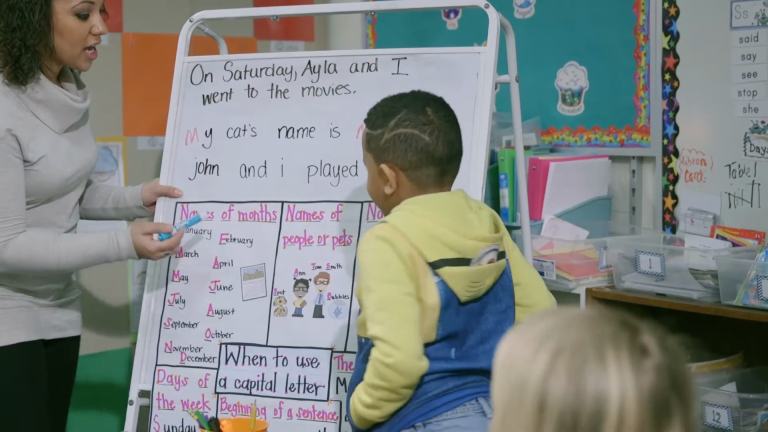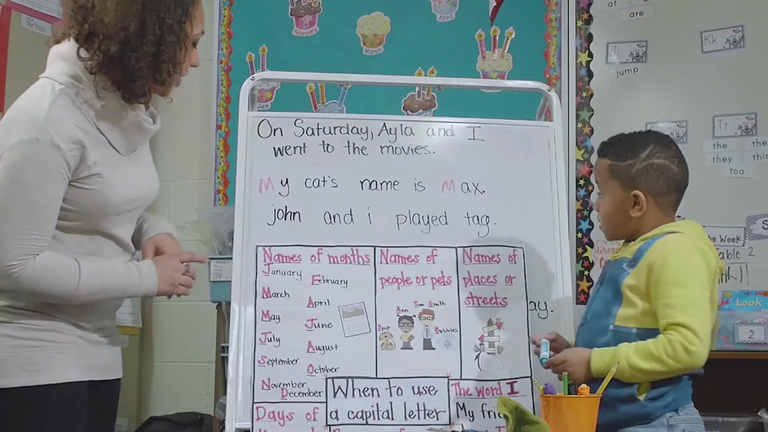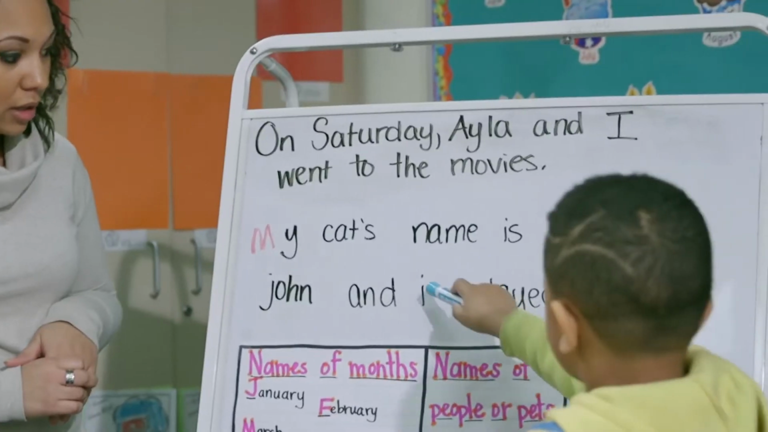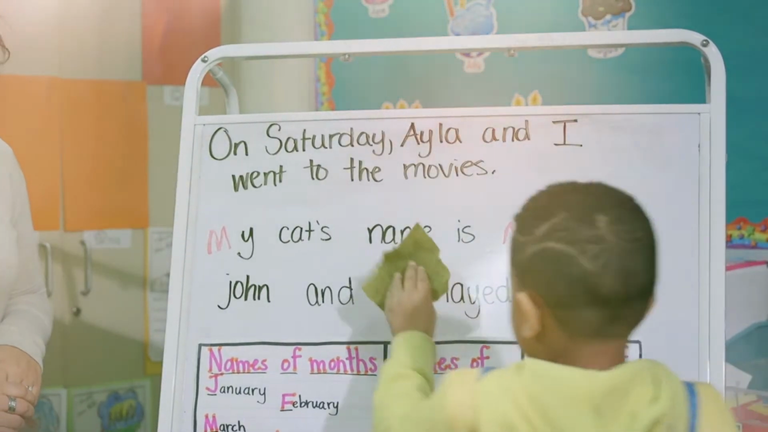All right, it says, "John and I played tag." So where do you think we need to turn one of these lowercase into an uppercase or a capital letter? This one. You're right, because when I stands alone, it has to be a capital. So let's fix that one.